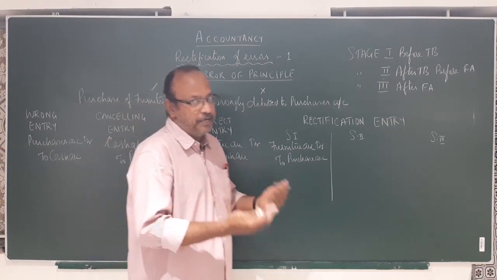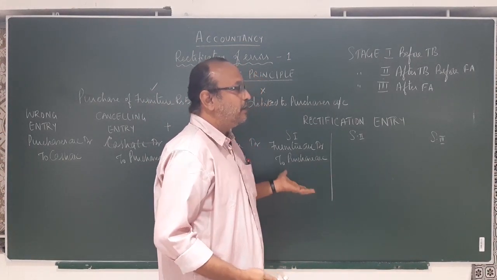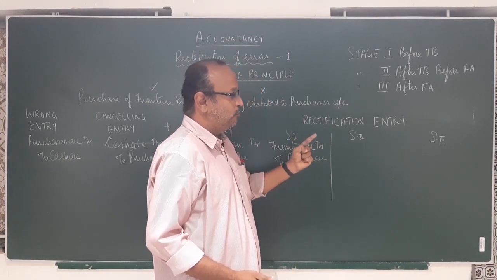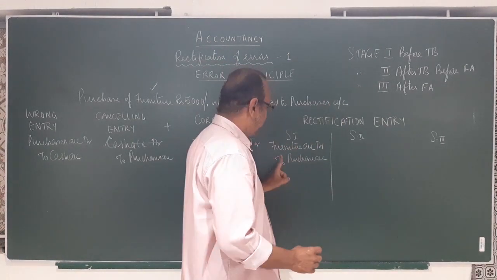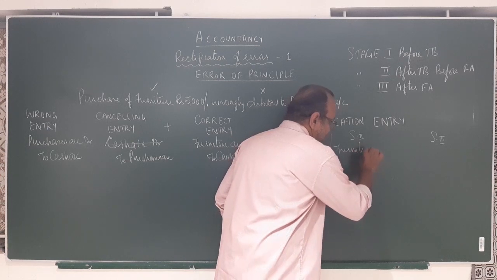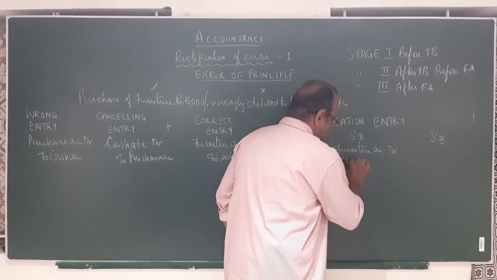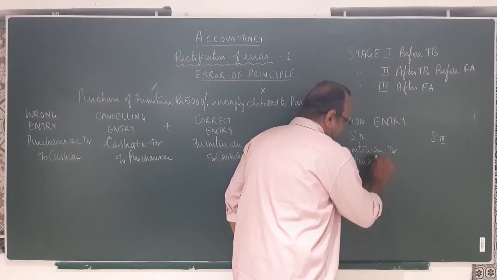Now, we did not rectify the error in the first stage. Imagine we have already prepared the trial balance and then we have located this error. The rectification in that particular moment, that is second stage, will be the same. Furniture account debit to purchases account.